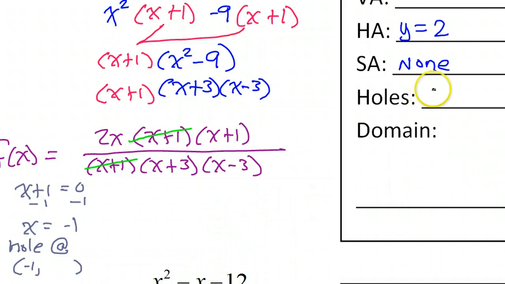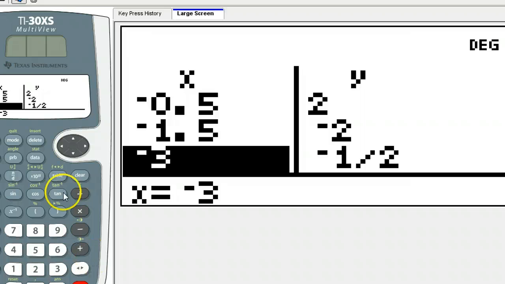So I'm going to have a hole at negative 1, comma, something. Now, if I want to figure out what the y value of the hole is, I need to put this function into my calculator, without the crossed out part. So in my calculator, I'm going to put in 2x times x plus 1 over x plus 3 times x minus 3.